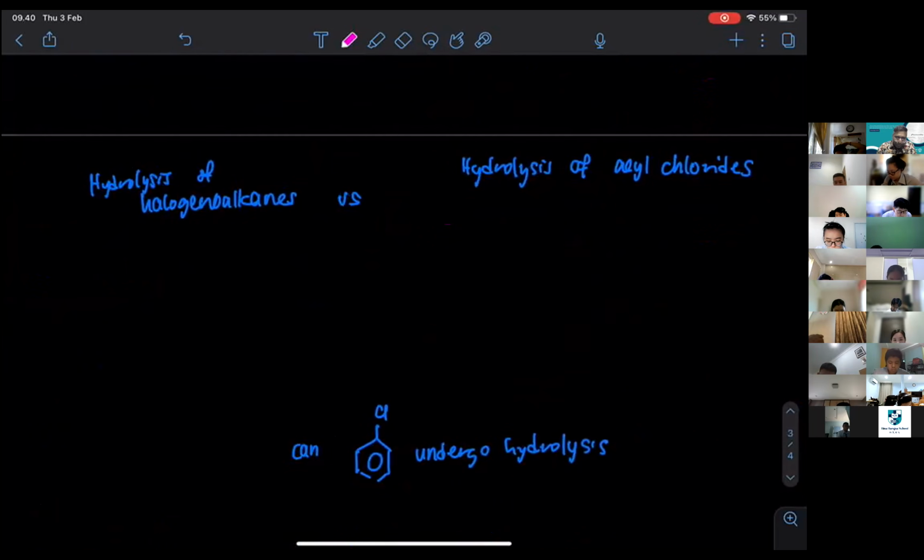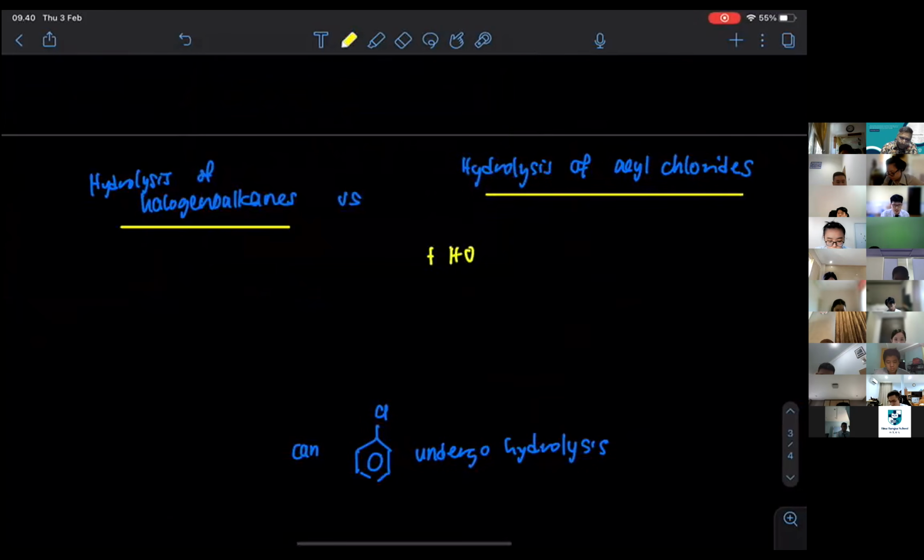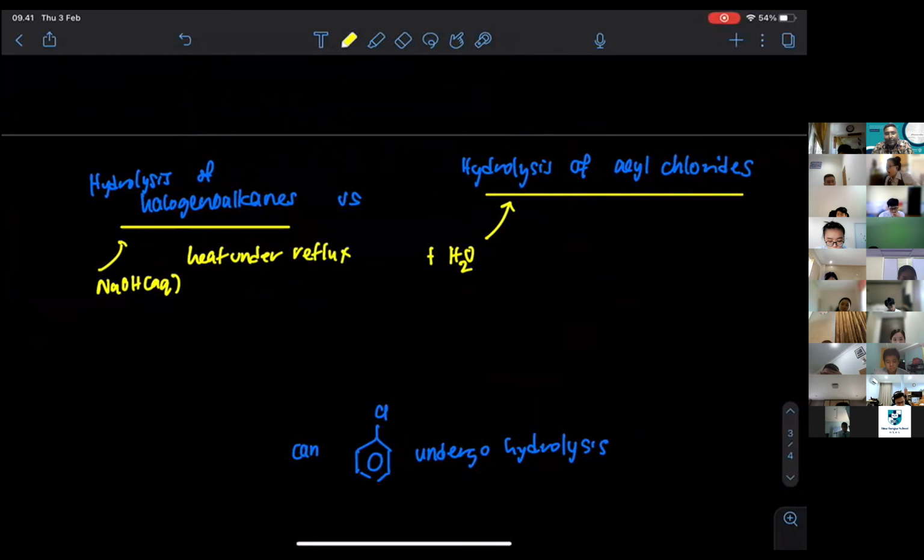Now, if you compare, this one I went through already. If you compare the hydrolysis of halogenoalkane with the hydrolysis of acyl chloride, we are talking about the reaction with water. For acyl chloride, there is a reaction with water. For halogenoalkane, the hydrolysis happens with aqueous NaOH, and you need to heat under reflux. I have already explained just now. So this one happens at room temperature.